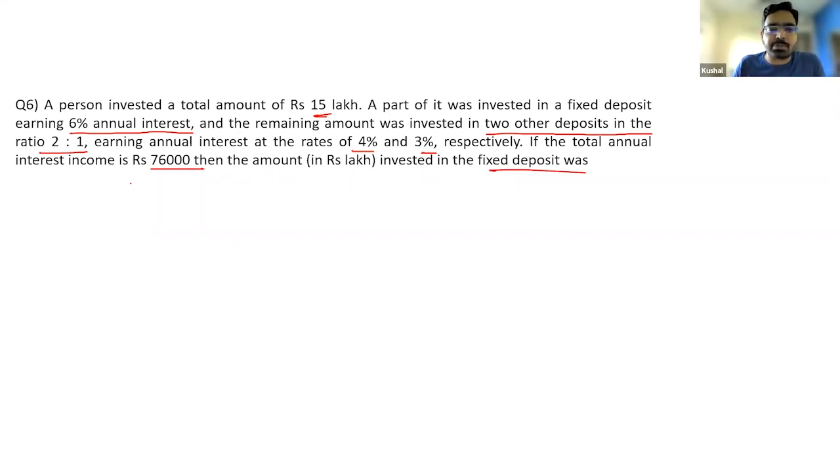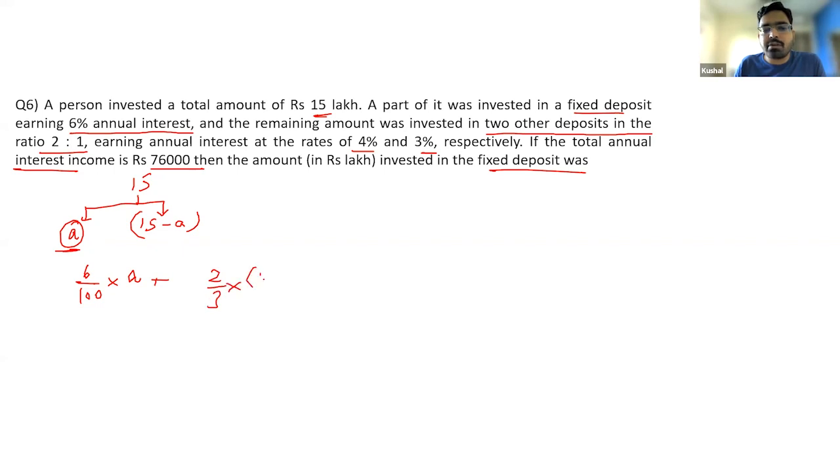Okay. Now it is 15 lakh rupees. 15 lakh rupees is divided into two parts. One part is, let's say, A, and the other part then of course is 15 minus A lakh rupees. So A is nothing but the value in terms of lakhs. Now a part of this was invested in a fixed deposit earning 6% per annum. So let me say that this A was invested at 6% per annum, and the total value of 76,000 is the interest income. So I'm just going to take the interest values over here. So 6% of the amount A is the interest value on this. The second amount was invested in the ratio of 2:3. So 2/3 of 15 minus A was invested at a rate of 4% per annum.